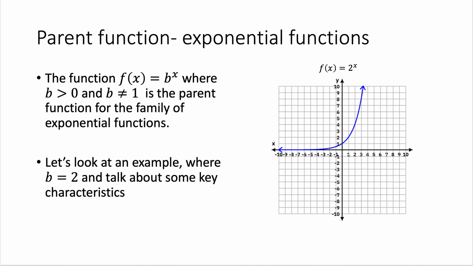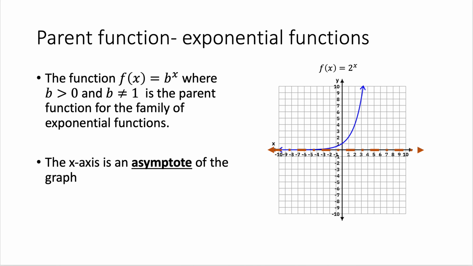So let's look at a specific example where b equals 2 so that we can talk about some key characteristics. So when b equals 2, we have the equation f of x equals 2 to the x. When we talk about this function, notice that the x-axis is an asymptote of the graph. So here's the graph of f of x equals 2 to the x. Notice that this graph is going to get really, really close to the x-axis, which has the equation y equals 0, but it's never going to actually cross it.